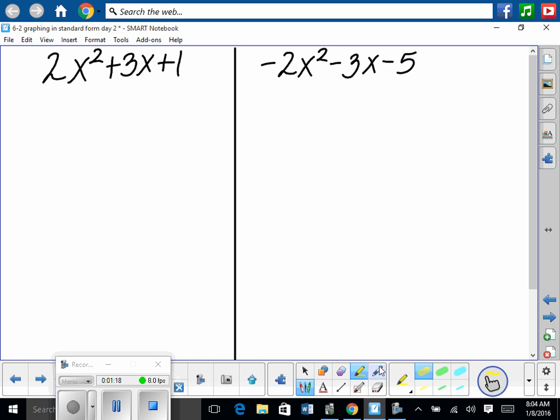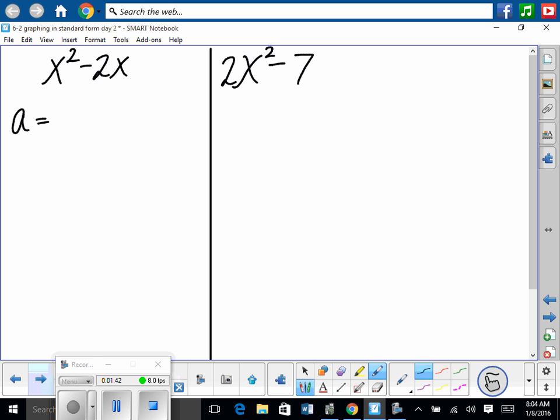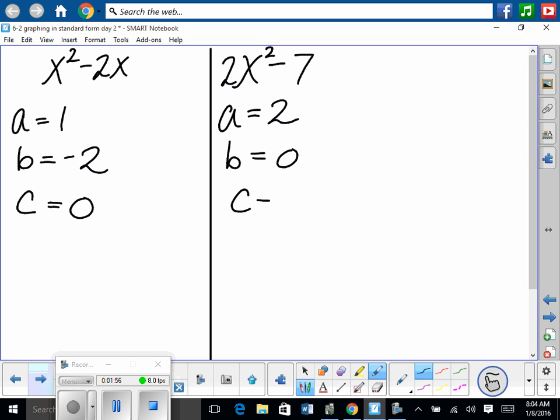You're going to tell me, what is A, B, and C in each of these quadratic equations? What's A? 2. What's B? 3. And what's C? 1. Okay, what's A? -2. What's B? -3. And C? -5. Okay. What's A? 1. What's B? 2. What's C? 0. Good. Questions? What's A? 2. What's B? 0. And C is? -7. Okay, good. So we're getting that a little bit better hopefully today.